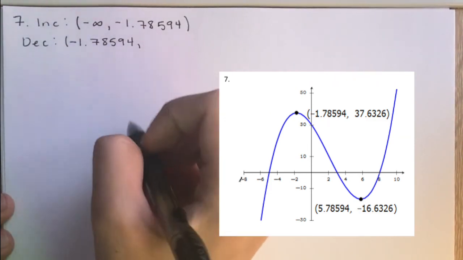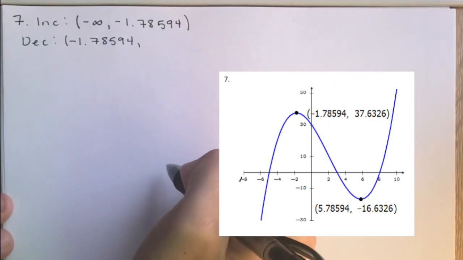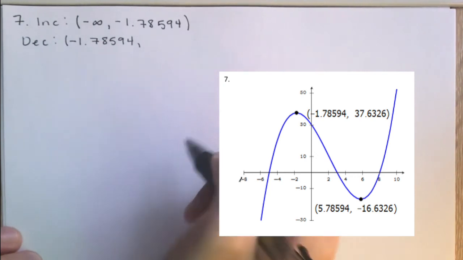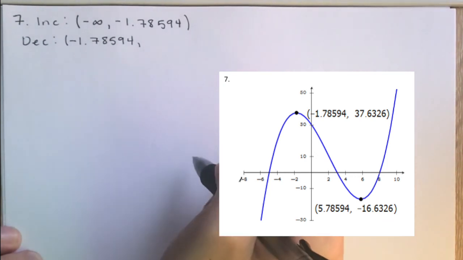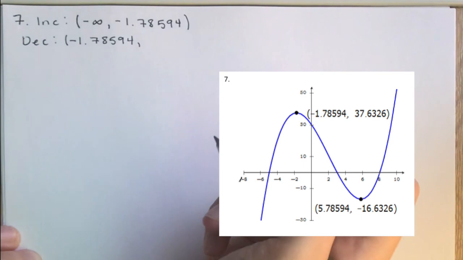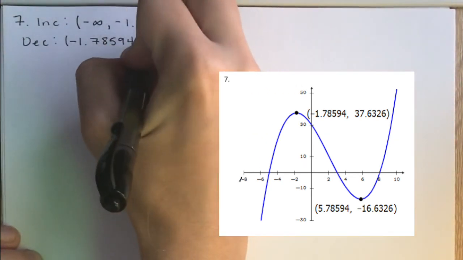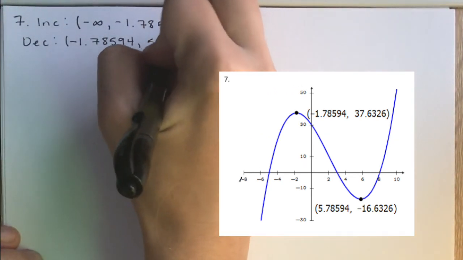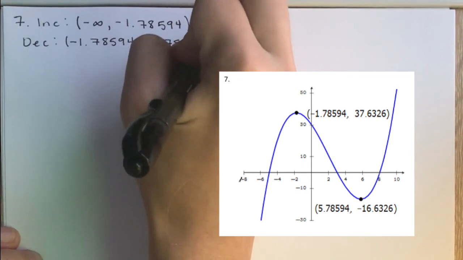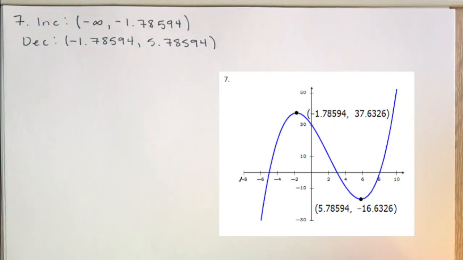And we stop decreasing at the sort of valley underneath, right? What is that point? The x value of that point is 5.78594. Sweet.